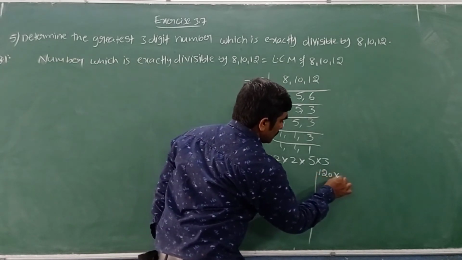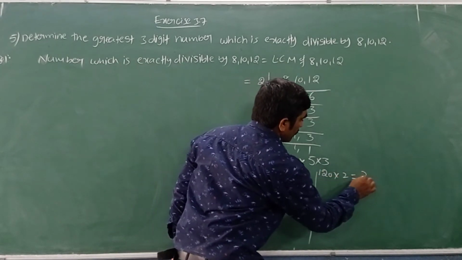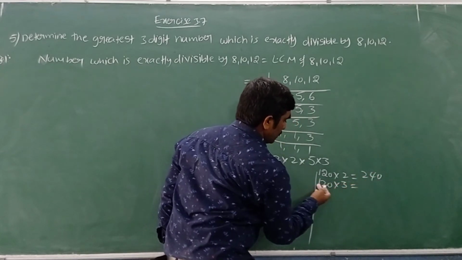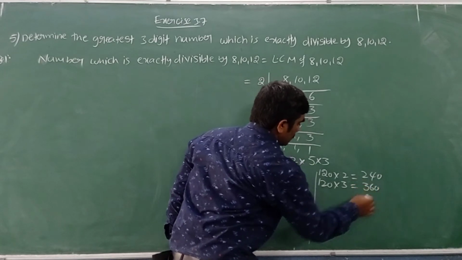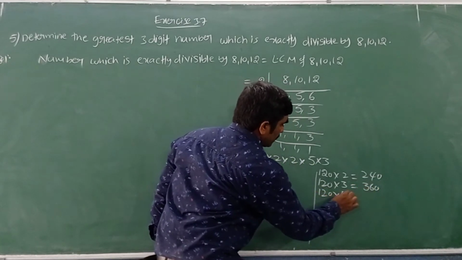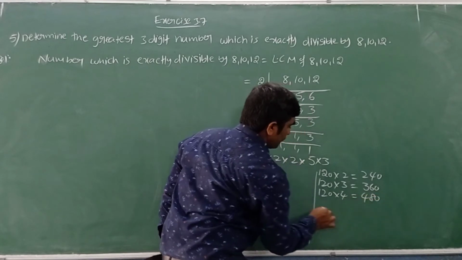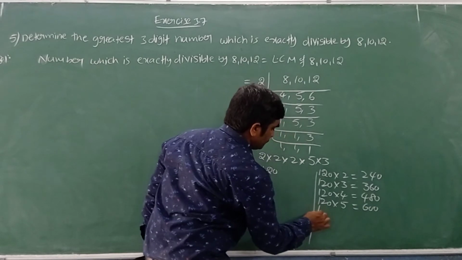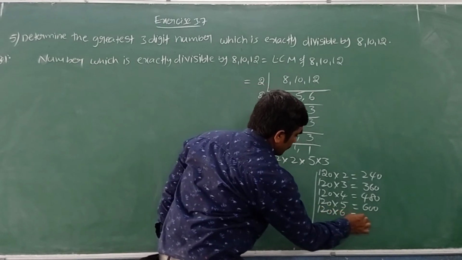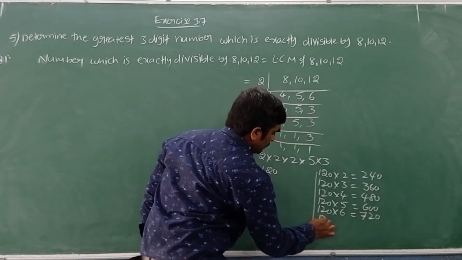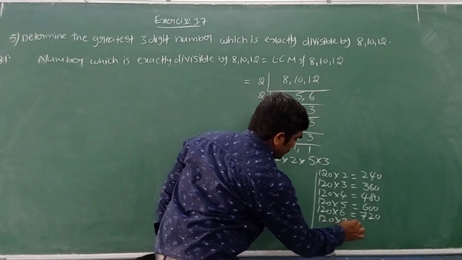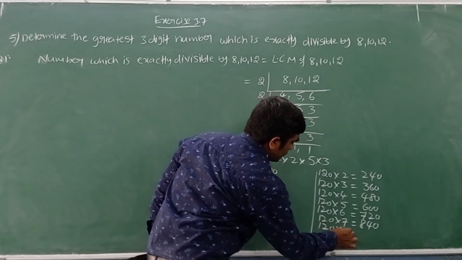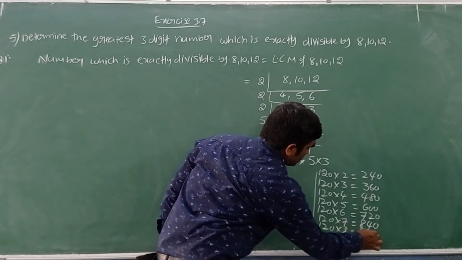120 2s are 240, right? 120 3s: 12 3s are 36, 0, 360. 120 4s: 12 4s are 48, 0, 480. 120 5s: 12 5s are 60, 0, 600. 120 6s: 12 6s are 72, 720. 120 7s: 12 7s are 84, 0, 840. Yes, 120 8s: 12 8s are 96, 0, 960.